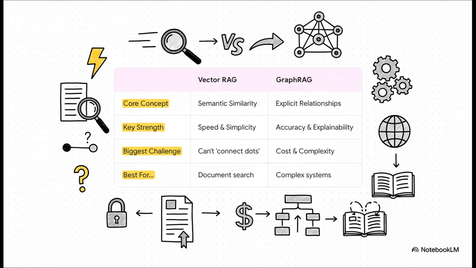GraphRAG, on the other hand, is the star player when it comes to accuracy and complex questions, but it's going to cost you more in time and resources. It's the perfect fit for areas where relationships are everything. Think supply chains, fraud detection, or deep legal research.